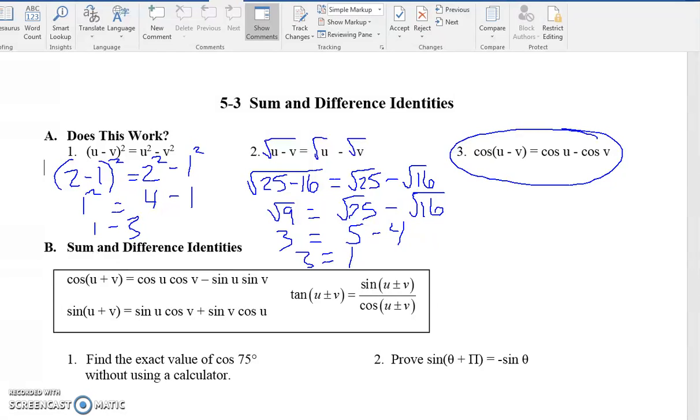So in this general area right here, we have some rules that we could look at. If we have cosine of a number plus another number, this is the rule that we would follow. Okay, we would take cosine of the first number times cosine of the second, and we would subtract sine of the first number times sine of the second. Why does it work? There's a proof for it. We're not going to go through and look at it, but there is a proof that exists.